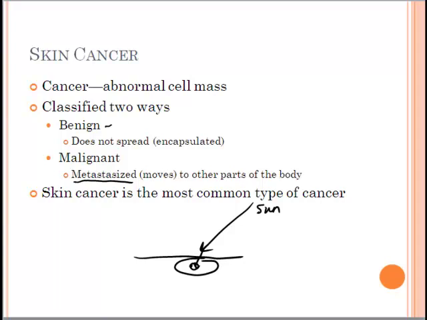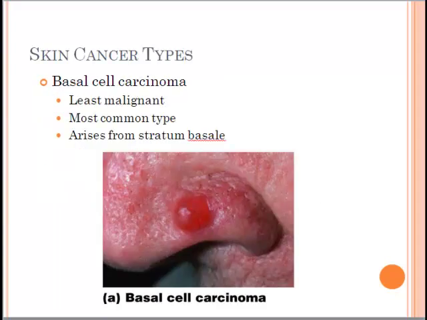So types of skin cancer. We have basal cell carcinoma. So we have carcinoma and we have melanoma. And the type is dependent on what cells are becoming cancerous. So in this case, basal cell. So we talked about the stratum basale layer in the epidermis, and this is where these cells arise from.